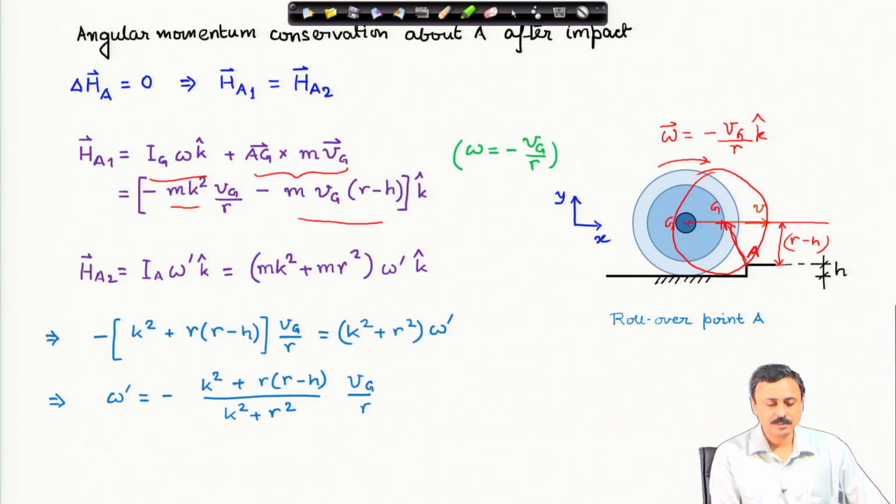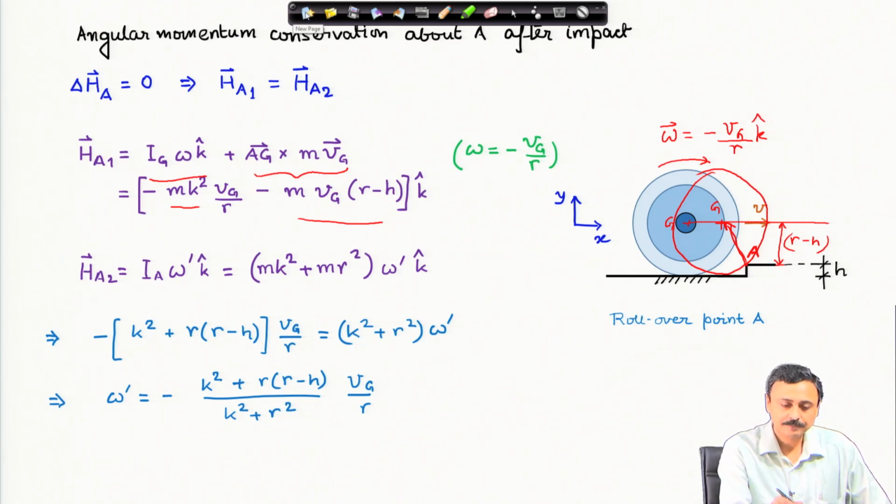Plugging in all these expressions and using the angular momentum conservation, finally I obtain omega prime, the angular velocity of the disk just after it hits A. Now, with this angular velocity it starts rolling over point A. Now, when it starts rolling over, it starts with this angular velocity, but as it rolls over it gains gravitational potential energy. Let us see what happens then.